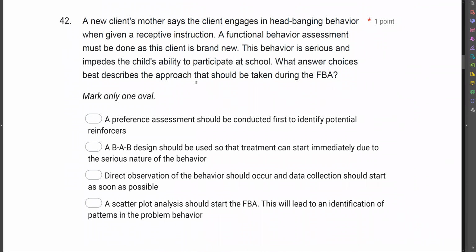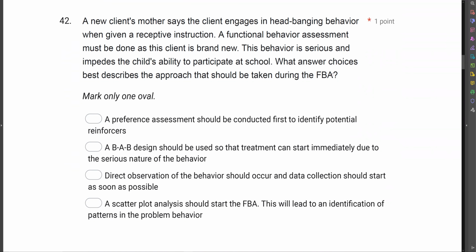42, a new client's mother says the client engages in headbanging behavior when given a receptive instruction. A functional behavior assessment must be done as this client is brand new. The behavior is serious and impedes the child's ability to participate at school. What answer choice best describes the approach that should be taken during the FBA?